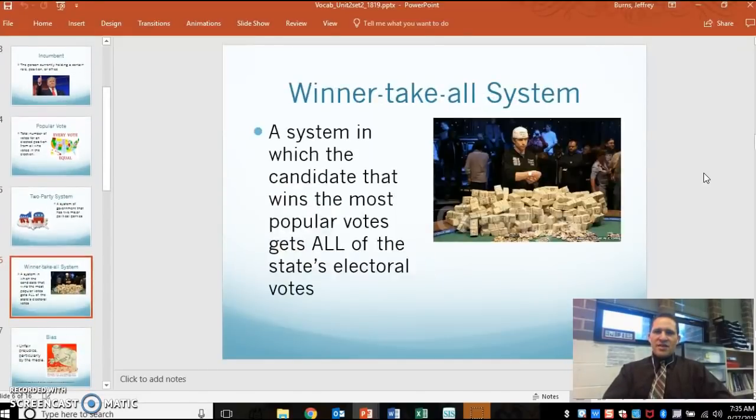All right, and then winner-takes-all system. It's this idea in the Electoral College where if you win the popular vote in a state, you get all the electoral votes. Okay? And we'll explain that more in Electoral College. But basically, all you've got to do is win a certain number of states to get 270 electoral votes. It's a little bit of a complicated system, but it was put in place back when our country was first formed and it has not gone away.